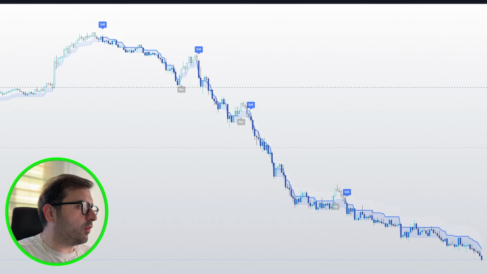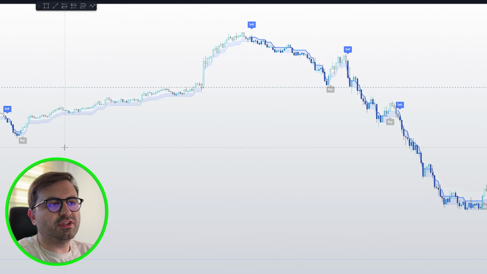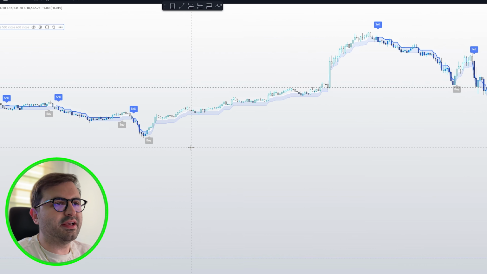Also there will be a cloud, a dark cloud and a white cloud over here. Easy like that. So what we're going to do now is we will learn how we will use this indicator setup to maximize our win rate.